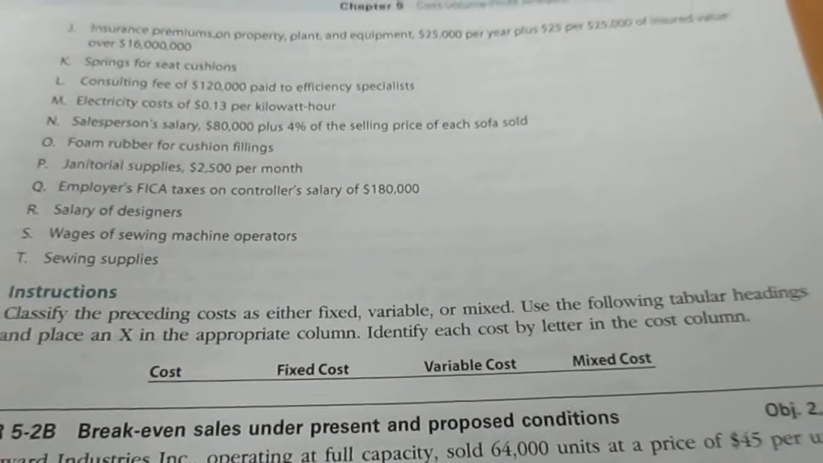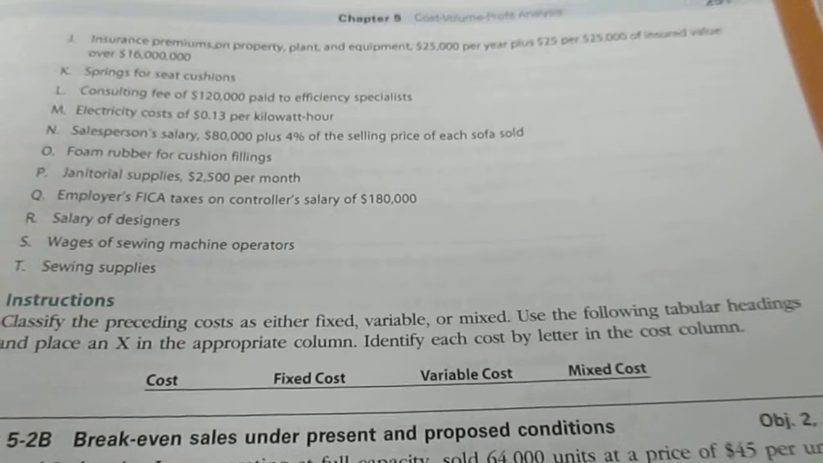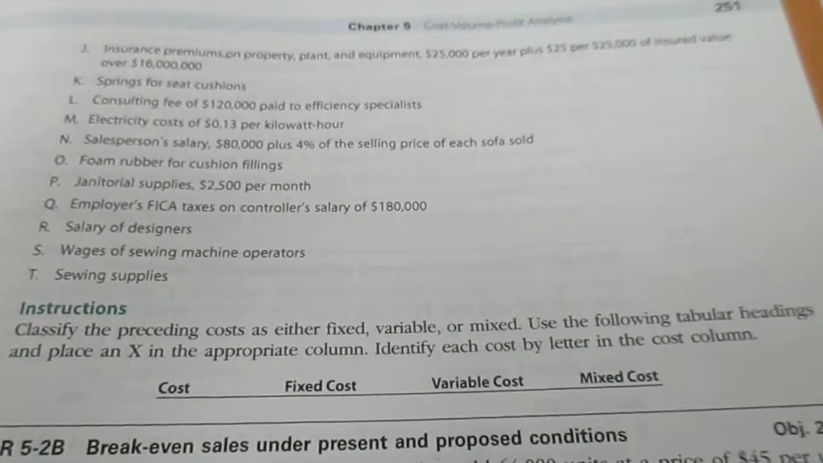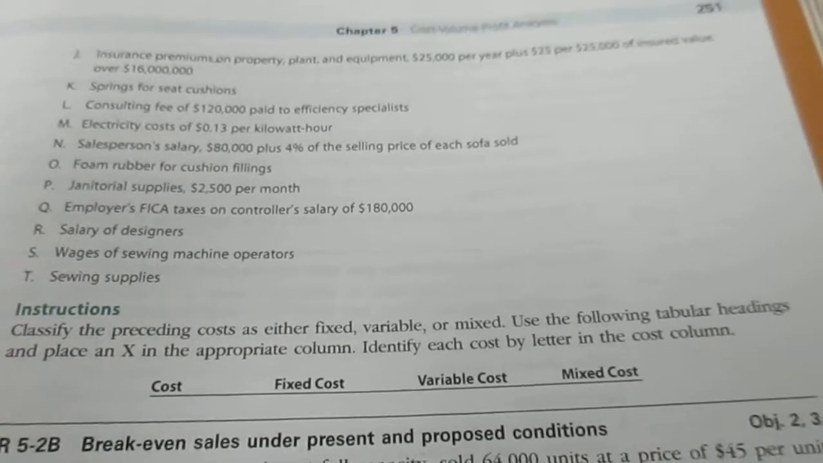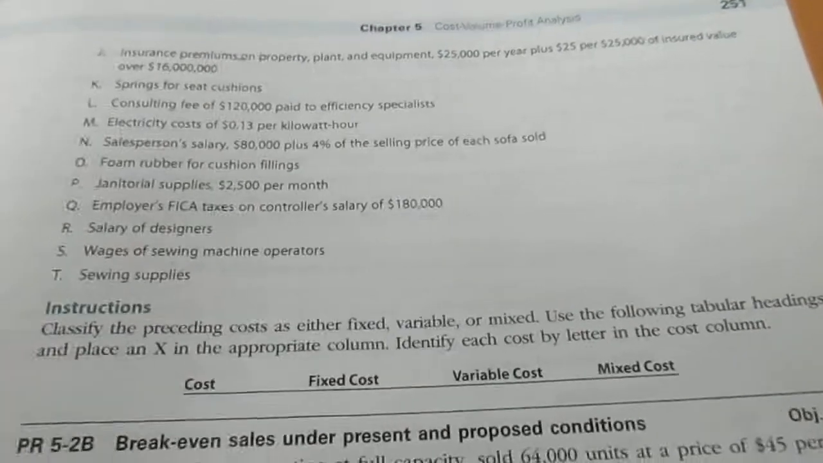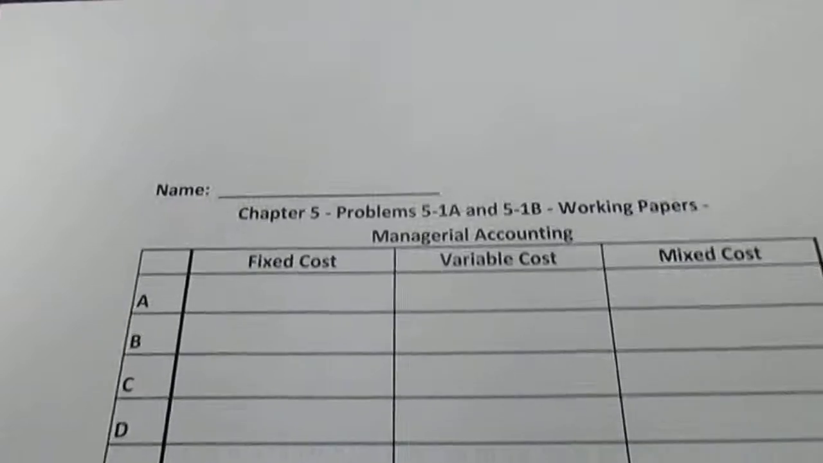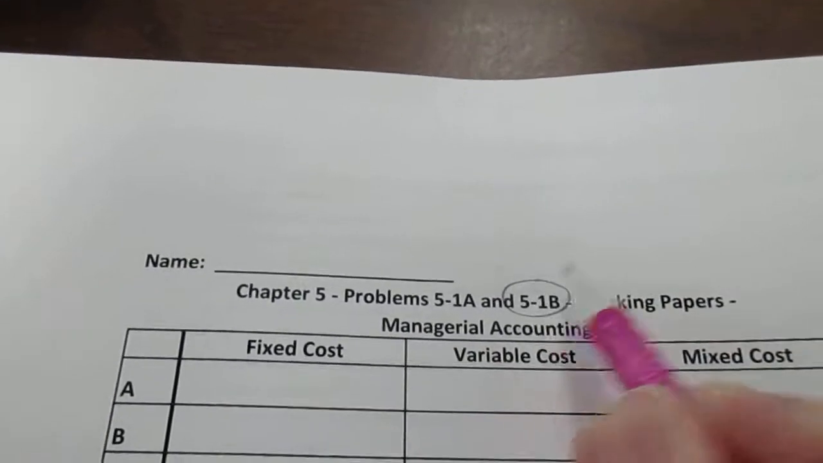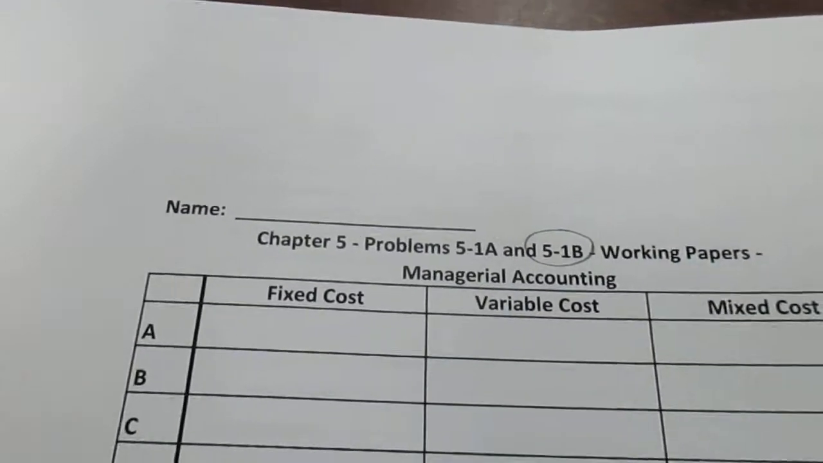Classify the preceding cost as either fixed, variable, or mixed. Use the following tabular headings and place an X in the appropriate column. Identify each cost by letter in the cost column. So if you pull your working papers, your letters are already on there. I'm going to go ahead and circle 5-1B so I know which problem this piece of paper goes to, so I'm not turning the wrong one.